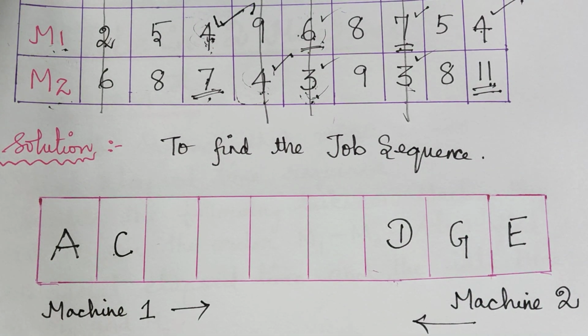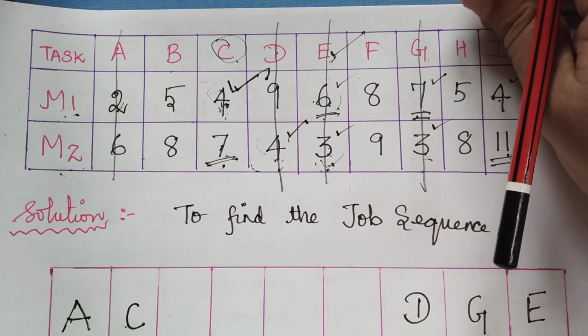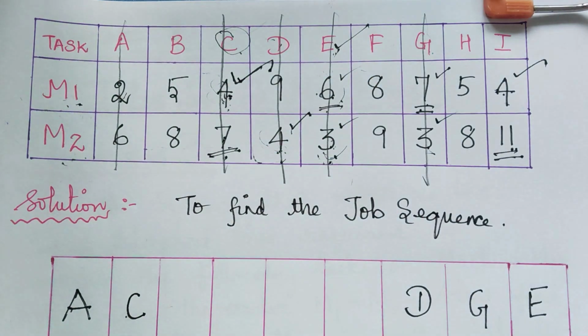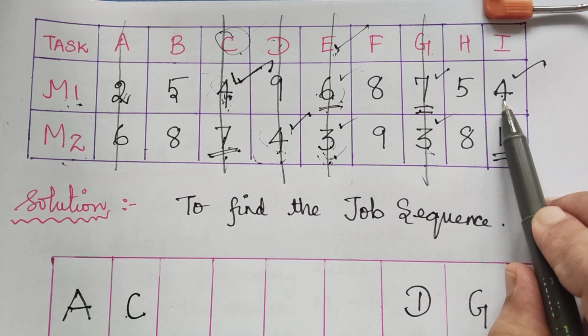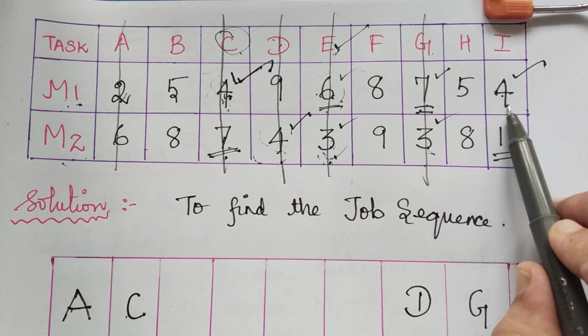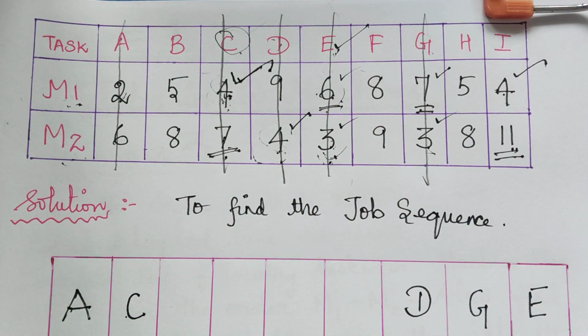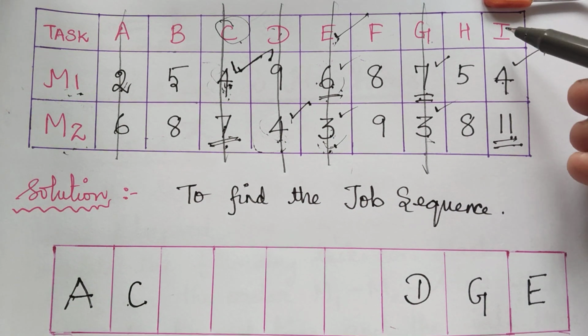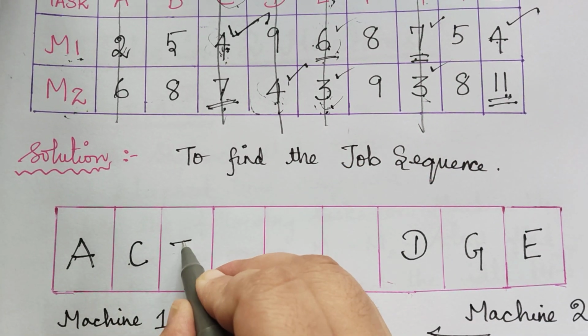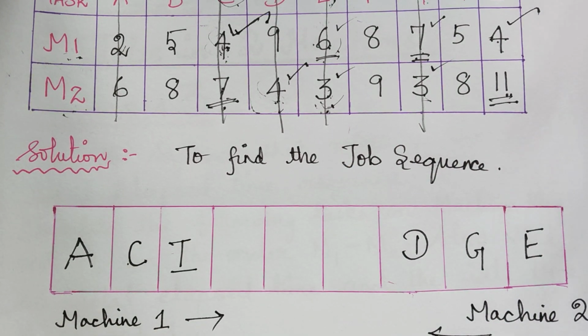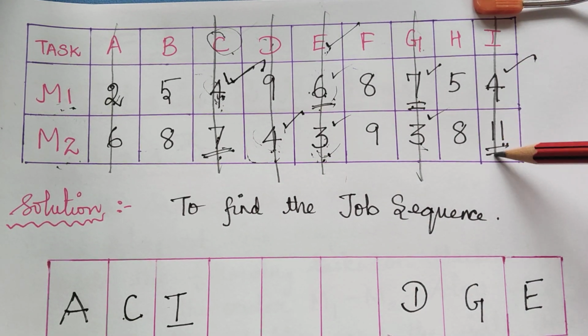So job C has to be written under mission 1. And after completing that, just give a strike for it. And then we have this 4, and the job is I. And this has appeared in mission 1. So we have to write here, that is, job I has to be written after C. So after writing, we can just strike it out.